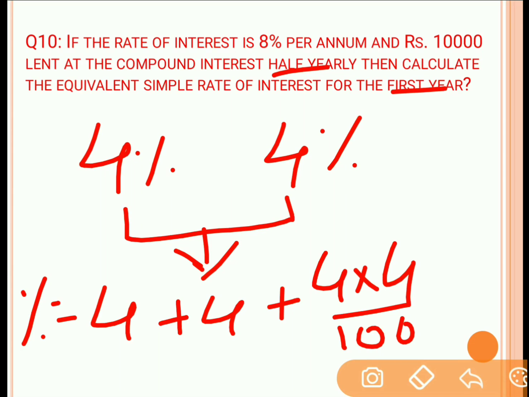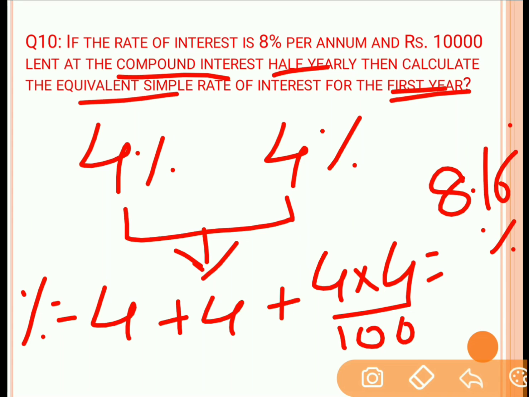So A and B are same, which is equal to 4%. So the effective percentage of this 4% is equal to 4 plus 4, that is 8, plus 16 by 100. So that will be equal to 8.16%. So this is the effective rate of interest when the compound interest is done half yearly. It means this is the effective rate of interest which is to be paid when it is compounded half yearly, and that is equivalent to the simple interest for 1 year.